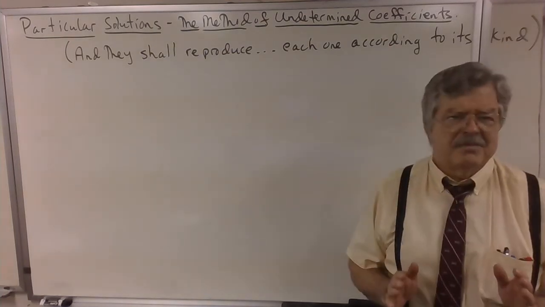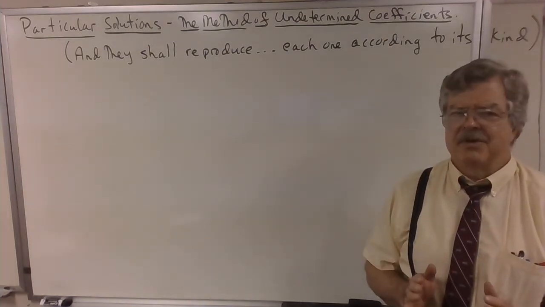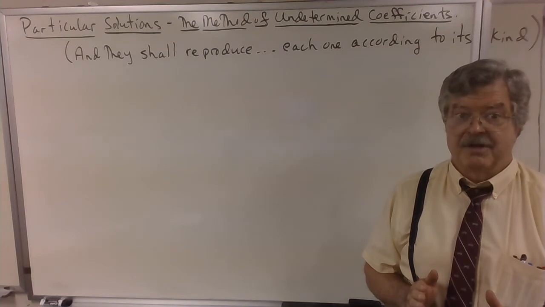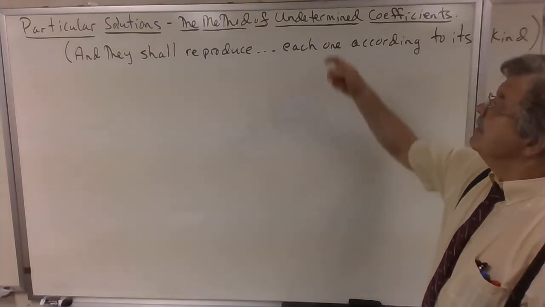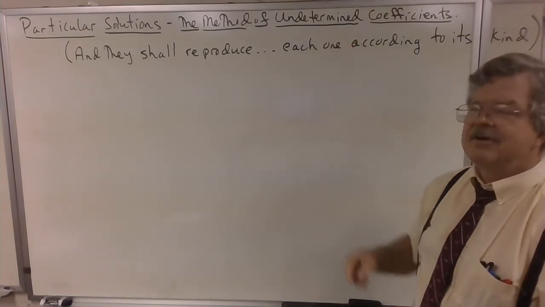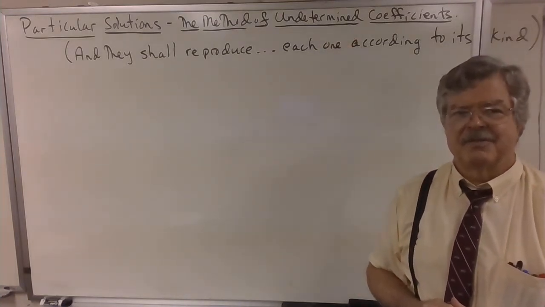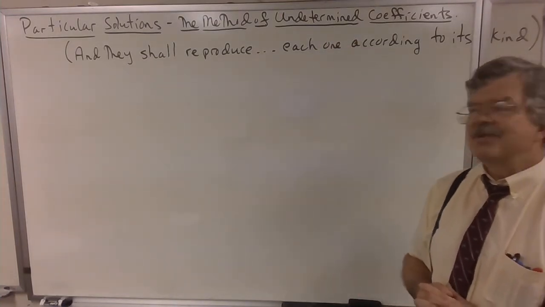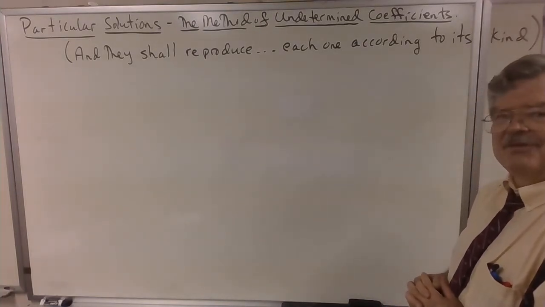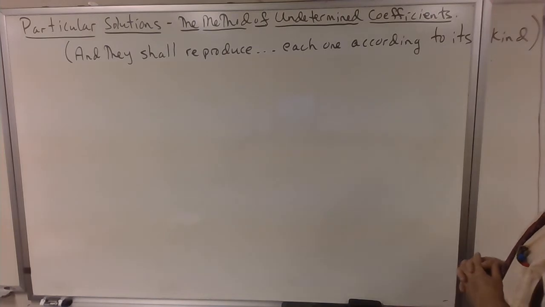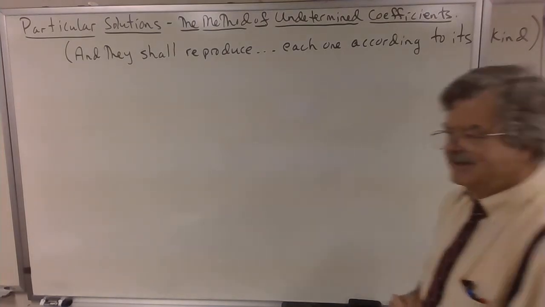And you know, there's no one method that works for everything. So there are a couple of methods that we're going to look at. This is called the method of undetermined coefficients. And somewhat with a little humor, I write, "and they shall reproduce, each one according to its kind."